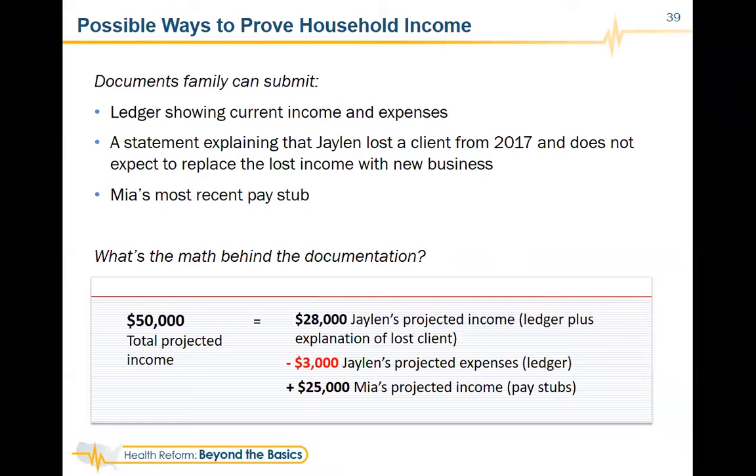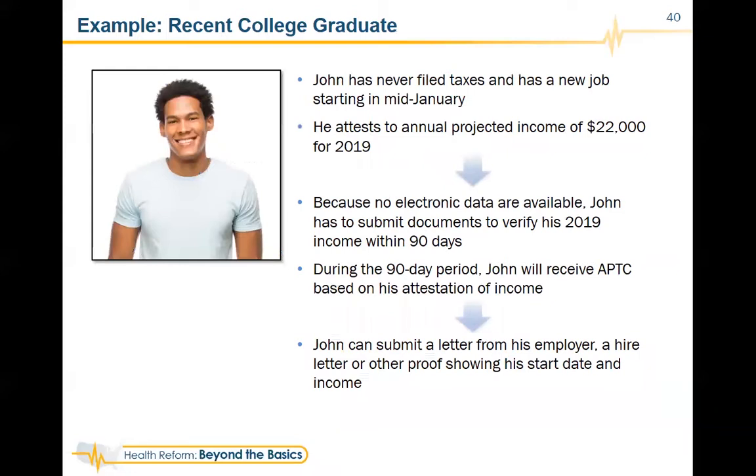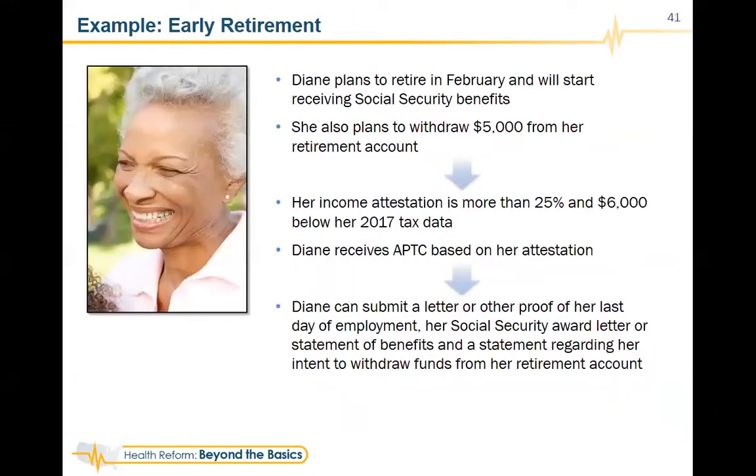He could also submit a statement that he lost a client from 2017 and he doesn't expect to be able to replace lost income. And he can submit Maya's most recent pay stub. So remember, even though Maya's projected income is the same as before, let's not forget to include her income to make sure we're showing a complete picture. I think we're going to skip over this example for time. Let's go to this one.